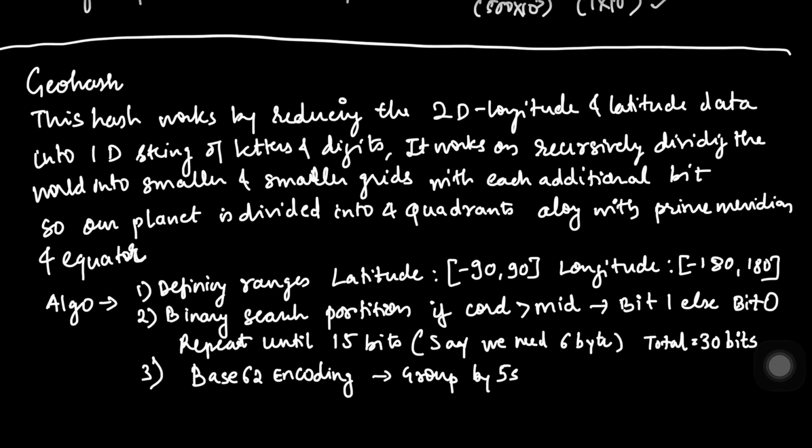After the interleaving of those 30 bits, we convert the whole thing into a base 62 encoding where we group by 5s, and then we finally have the geohash of that particular longitude and latitude.